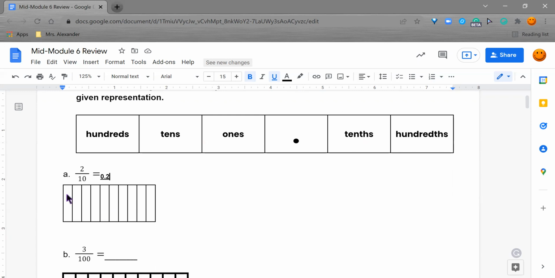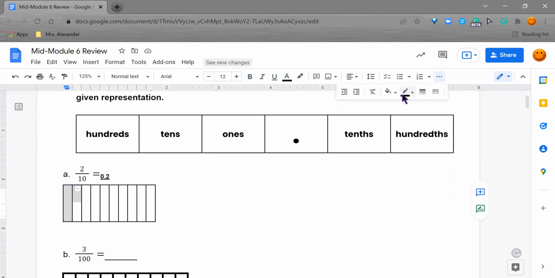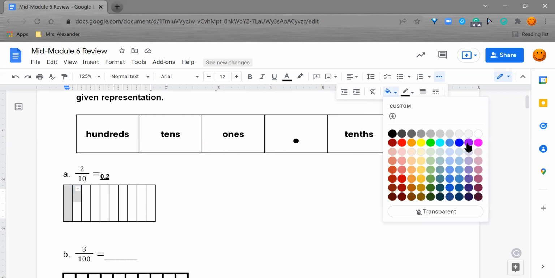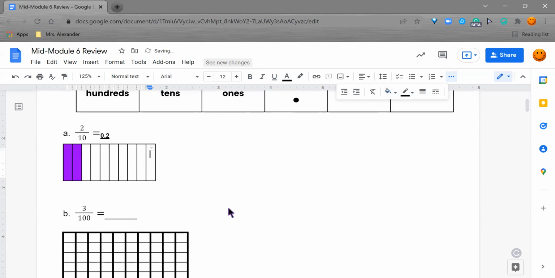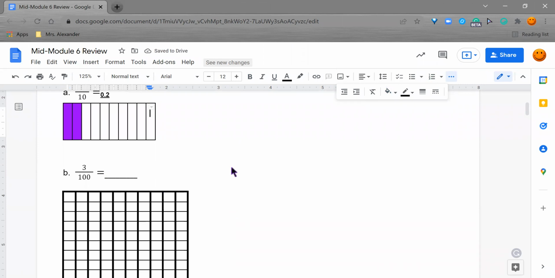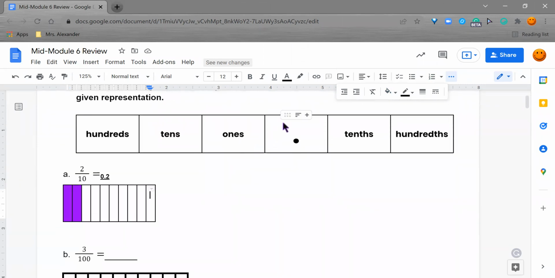And then I know I need 2 of those. So I'm going to my paint box to color it. I got 2. I got hundredths, 3 hundredths. So I'm going to look. I have the decimal, I have tenths and hundredths. So I know I have 0 tenths and 3 hundredths. So right here, I'm going to highlight again. I'm going to hit underline. And I know I always start off with 0, 0.03.